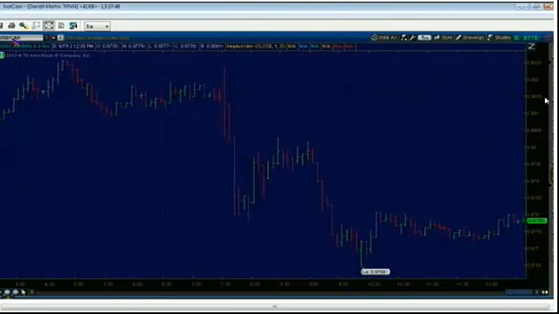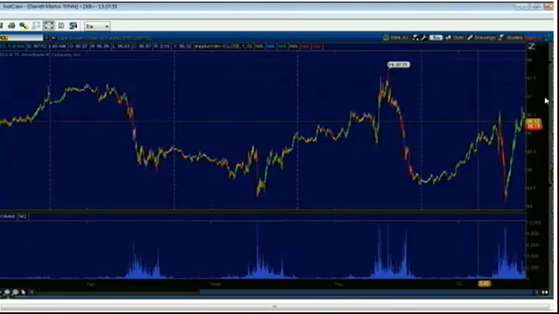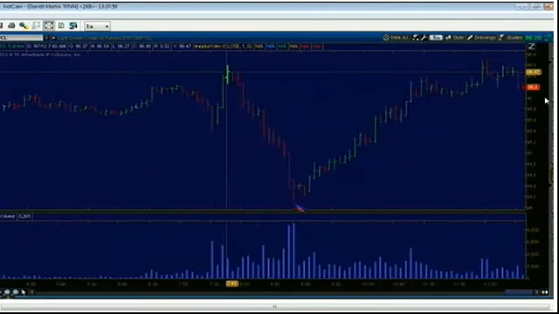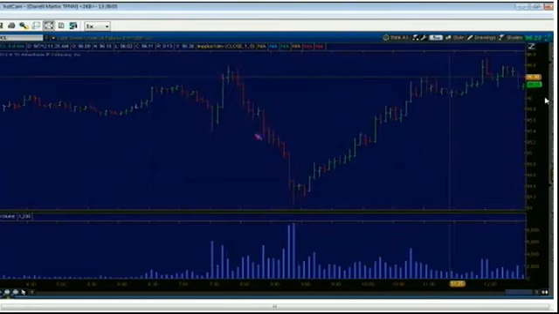Check this stuff out in oil. This is just crazy, this move. I mean, look at this. Oil flies down. I mean, what is that? That's a $2.60 move, and flies right back up. I mean, $2,600. Okay, just amazing.